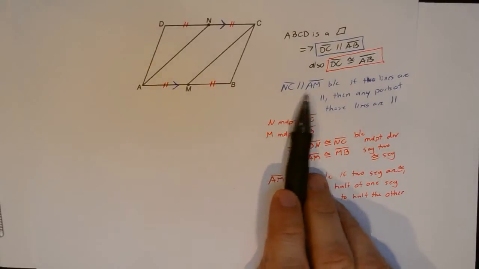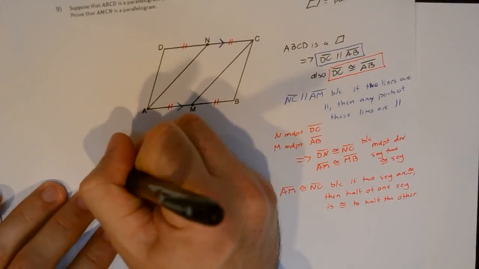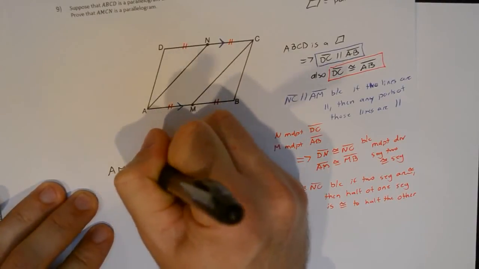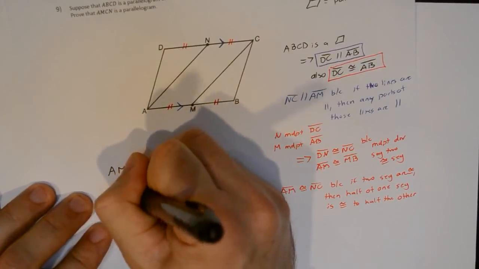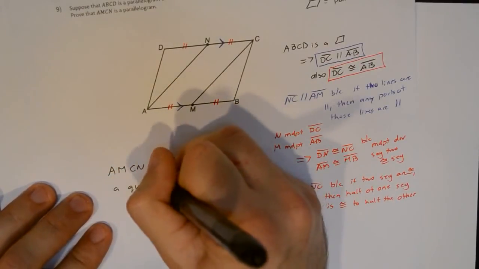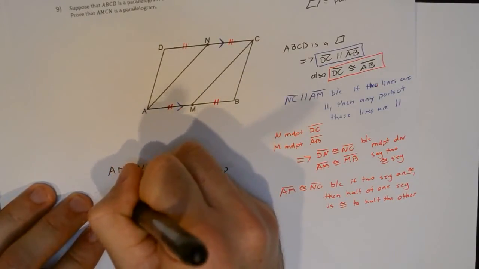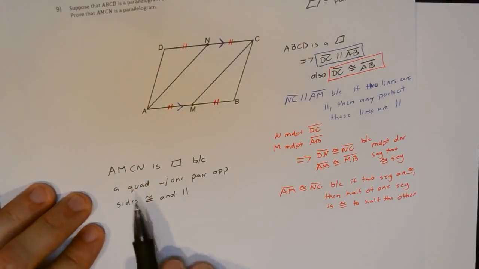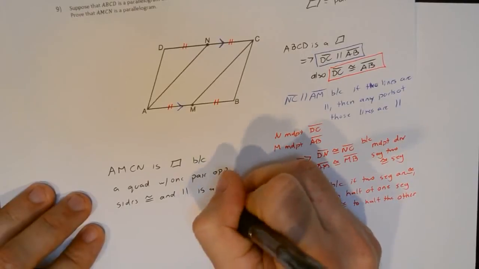We've got NC parallel to AM. We have NC congruent to AM. So I can now go ahead and say AMCN is a parallelogram because a quadrilateral, let's make a nice good reason here, with one pair of opposite sides both congruent and parallel, right? A quadrilateral with one pair of opposite sides congruent and parallel is a parallelogram.